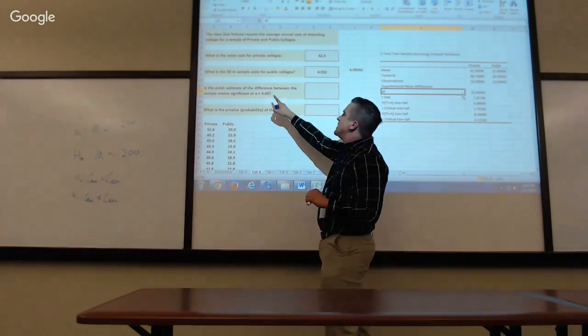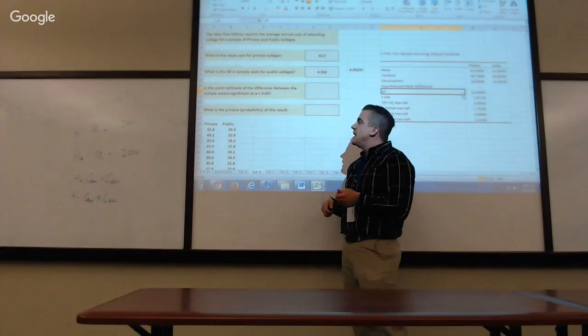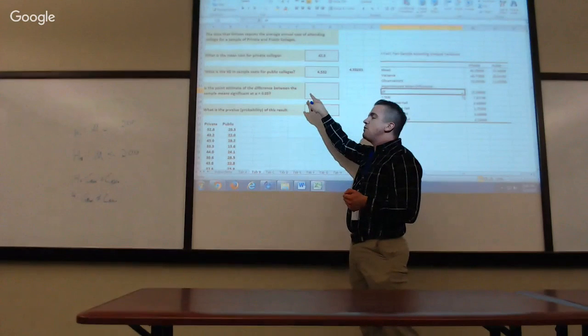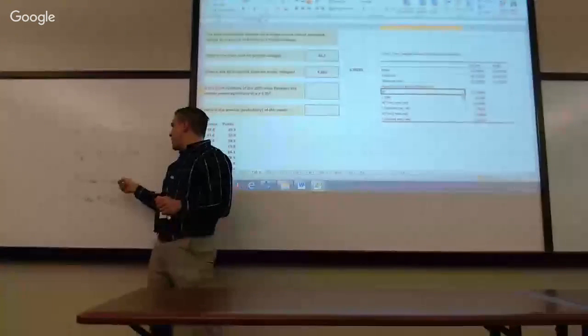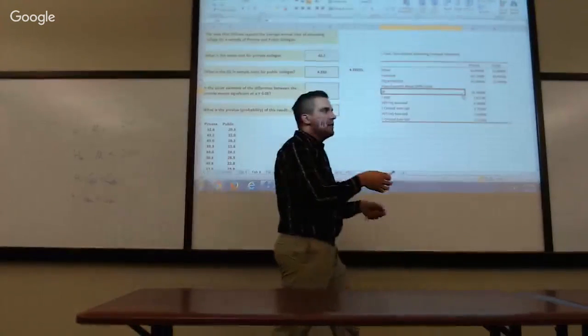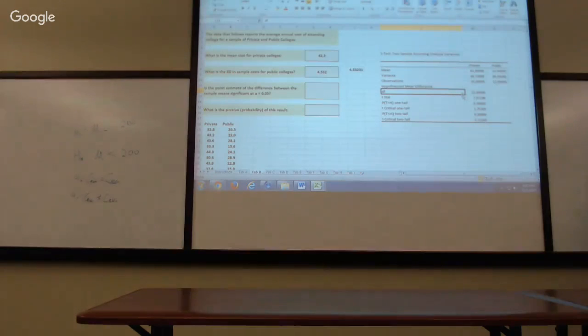So is the point estimate difference between the sample means significant? Yes, it is significant. Our p-value is 0. So with a p-value of 0, we reject the null that the two means are equal. And if we reject the null that the two means are equal, that means they are statistically different from one another. And that's basically all we need to know for this question.